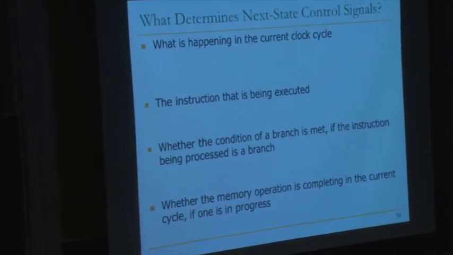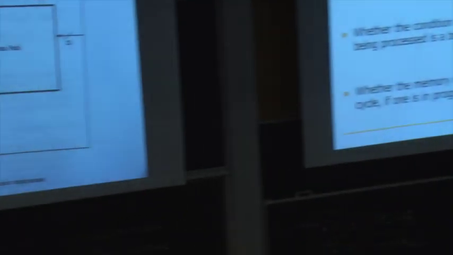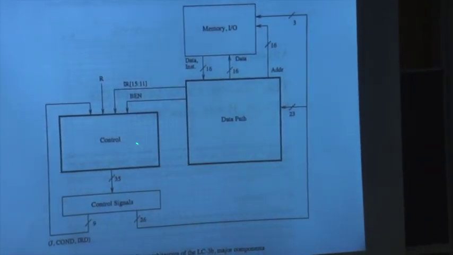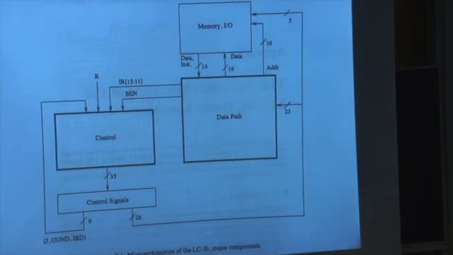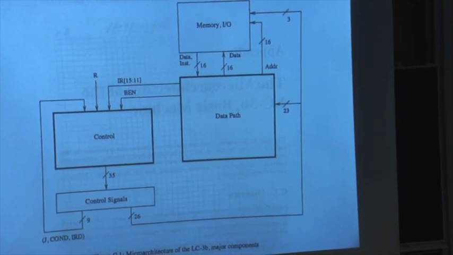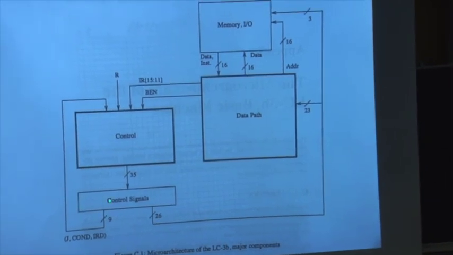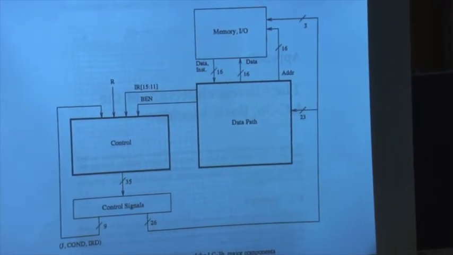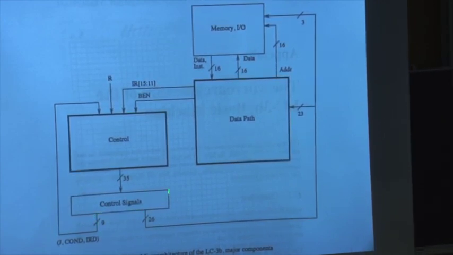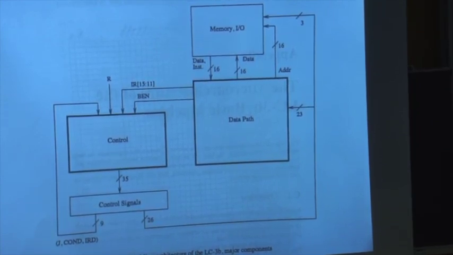So what determines the next state control signals? If you look at this box, it determines the next state's control signals. Basically, what is an input to the box? What is happening in the current clock cycle, as I told you, right? See the 9 control signals coming from the control box. These are the current control signals that determine partially what your next state is. And we will see this.